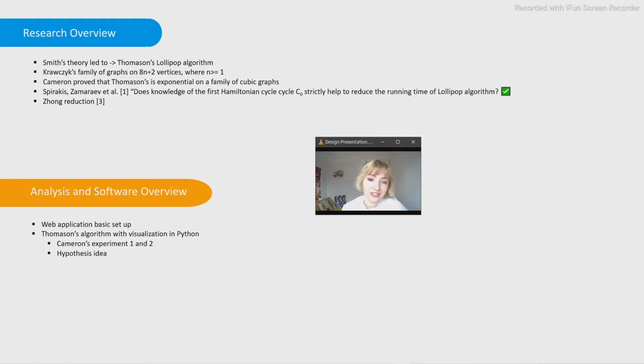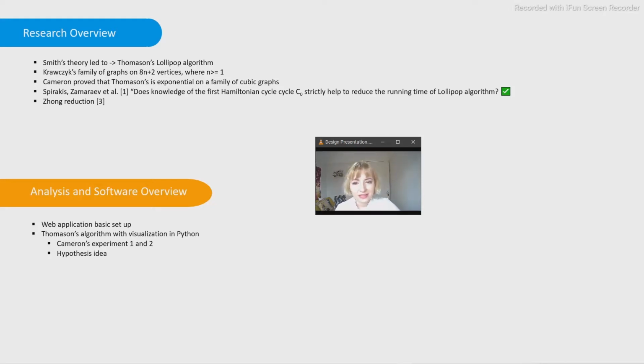Spirakis and Samaraev answered the question, does the knowledge of the first Hamiltonian cycle, C0, strictly help to reduce the running time of the lollipop algorithm, with a yes. And we've also been given a reduction by Zhong that if we have a polynomial algorithm for finding a second Hamiltonian cycle in a cubic cyclically 4-edge connected graph, then there must exist a polynomial algorithm for finding a second Hamiltonian cycle in any cubic graph G. Which of course is my biggest goal to facilitate in finding this polynomial algorithm.